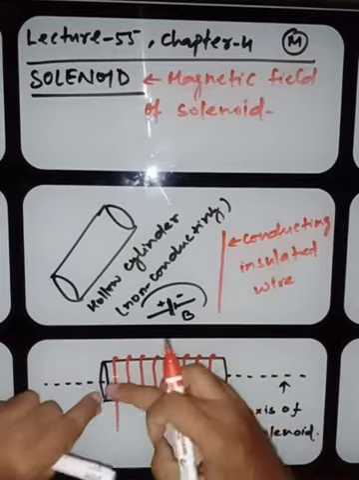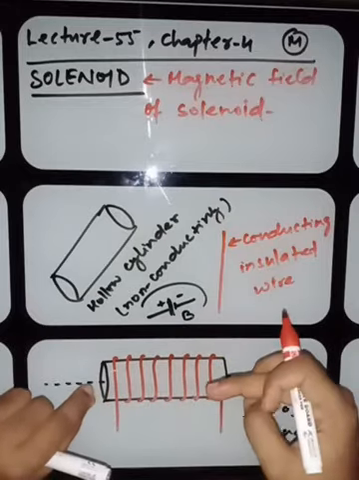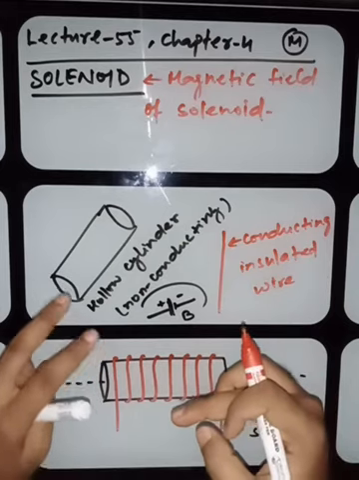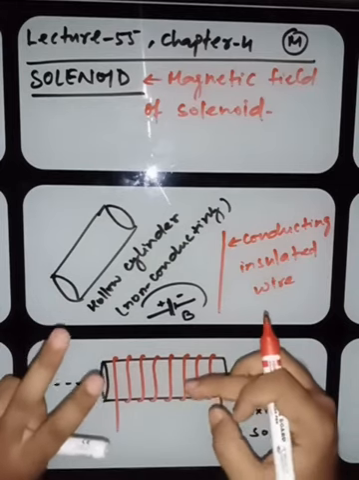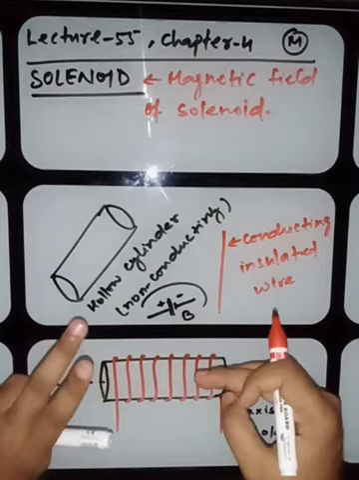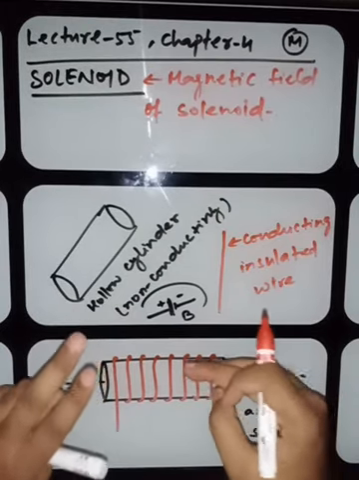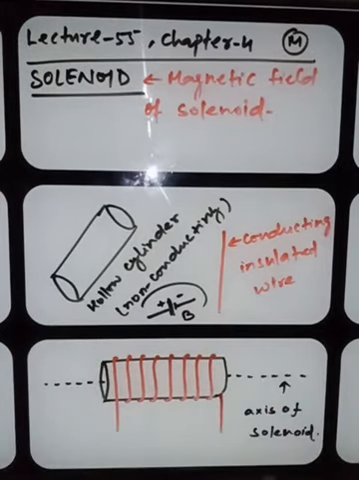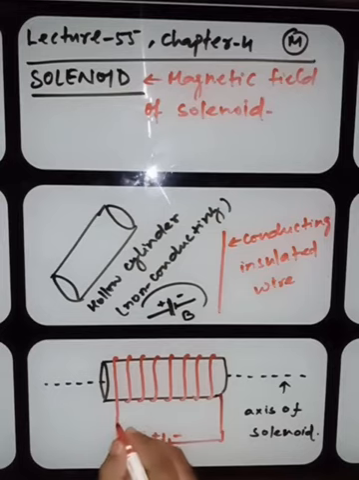Suppose you have given 100 turns over the solenoid, and there are two layers of 100 turns. Then how many turns will there be? It will be 2 times 100 turns, that is 200 turns. Now we'll connect the battery terminals across here. This is the positive and negative terminal, and the current starts flowing from here.